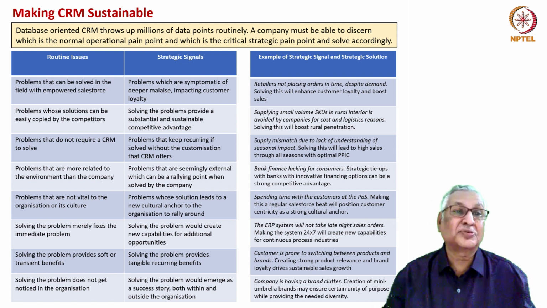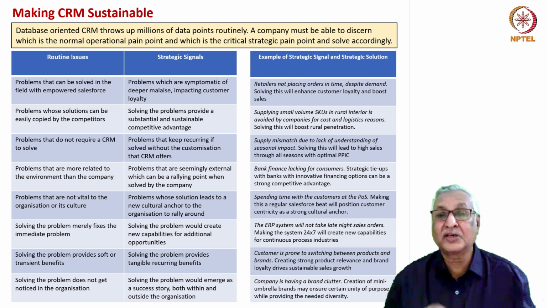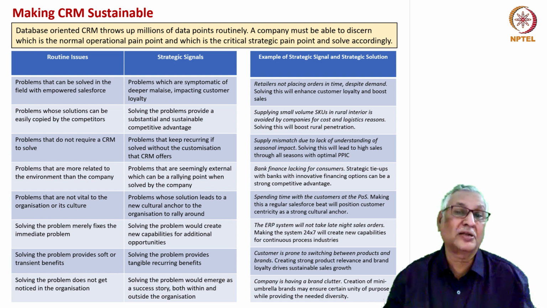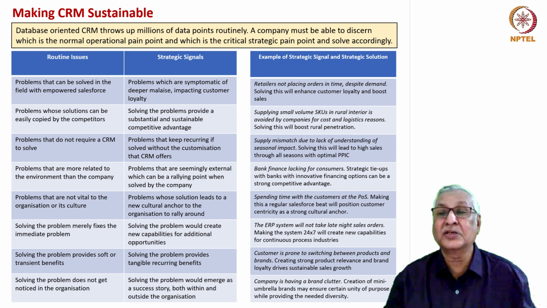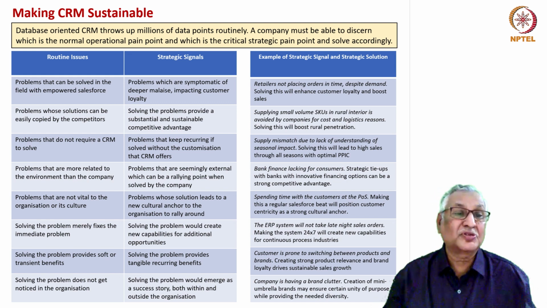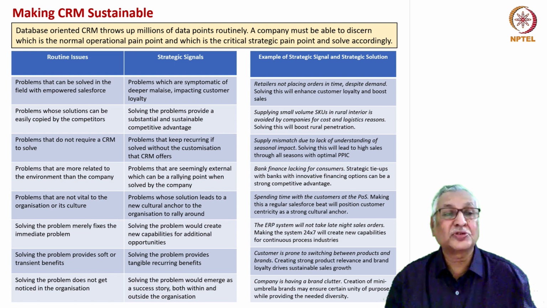How do we make CRM sustainable? Database oriented CRM throws up millions of data points routinely. A company must be able to discern which is the normal operational pain point and which is the critical strategic pain point and resolve those issues accordingly. So we have routine issues and we have strategic signals. Problems that can be solved in the field with an empowered sales force would be a routine issue. Problems which are symptomatic of a deeper malaise impacting customer loyalty is a strategic signal.